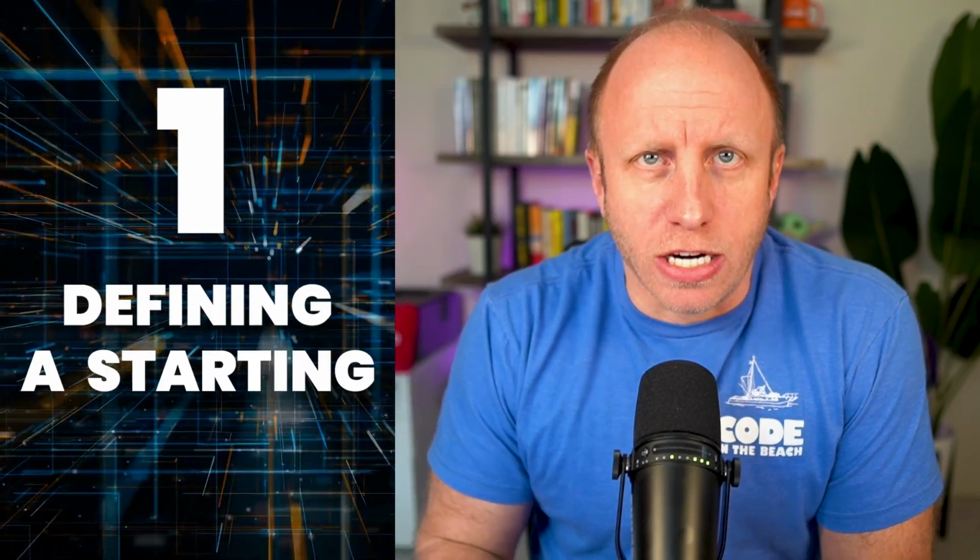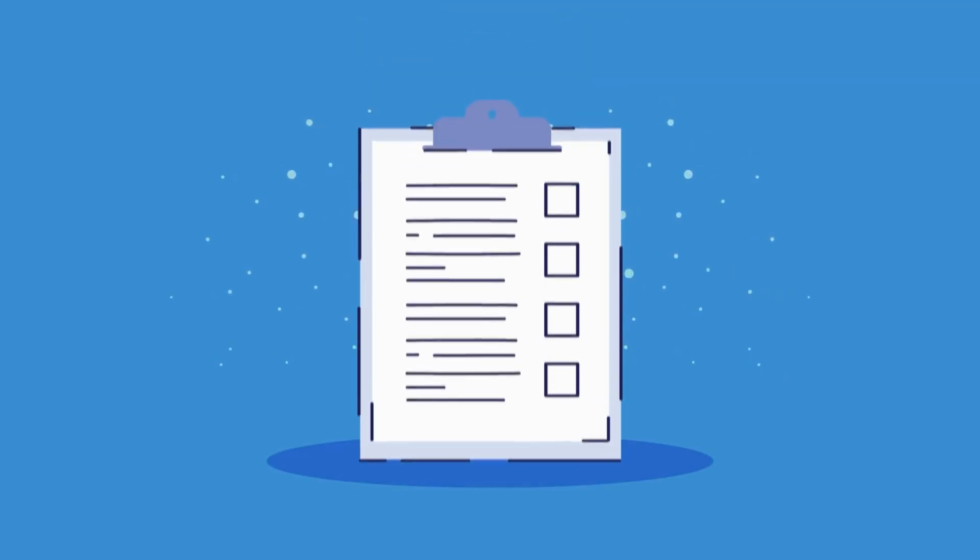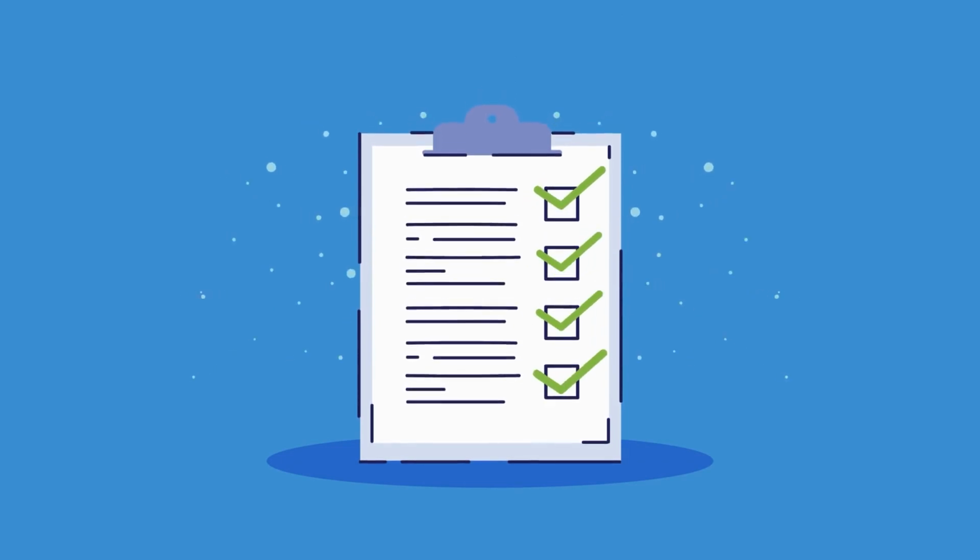In my experience, ChatGPT is really good at three things when it comes to code. Number one, defining a starting point. We're going to ask ChatGPT to give me a list of steps that it would take to create a Spring Boot application or create a REST API in Spring Boot. This is really good because it gives you a list of steps that you need to go through to actually perform the task that you're trying to do.